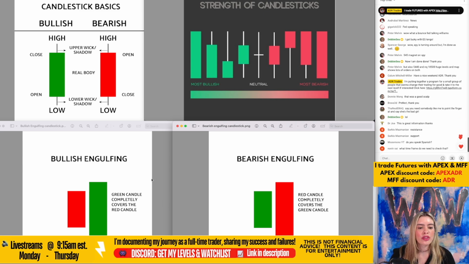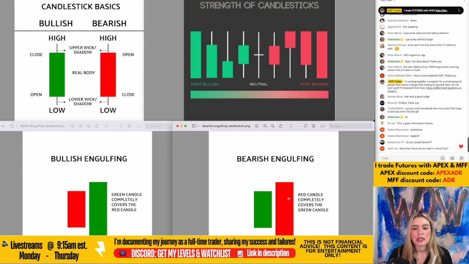Okay, let's go with engulfing candles. An engulfing candle is basically when you have a candle that is bigger than the one before. So here you have a bullish engulfing candle. It means the bullish candle, the green one, is way bigger than the one before. A bearish engulfing candle is exactly the same, but with a red candle.